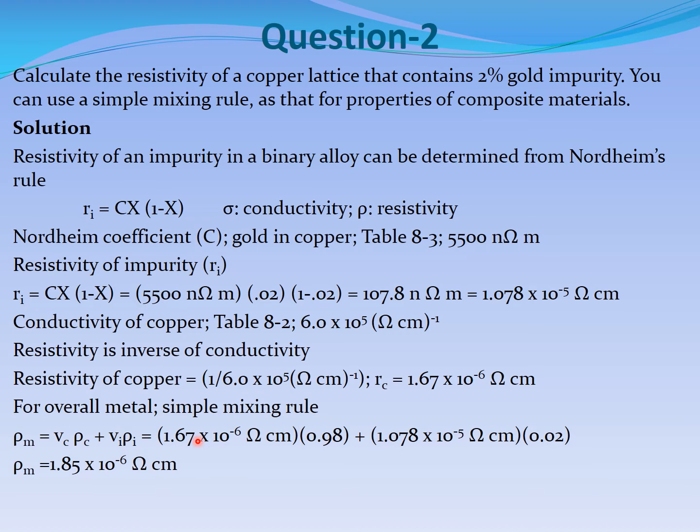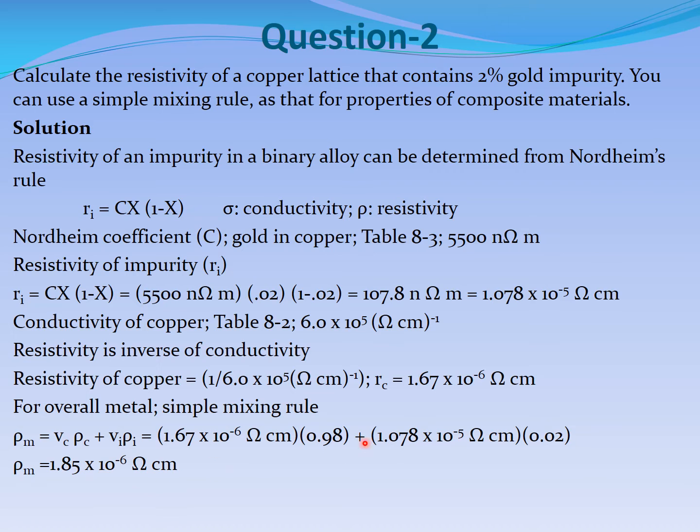So 1.67, where is this coming from? Copper. This is for copper, and its percentage is 98%. And the other one is 1.078, which is the answer for gold, at 2%. And because it is ohm centimeter, that is why we converted that. So now it is simple. Now just find the value.